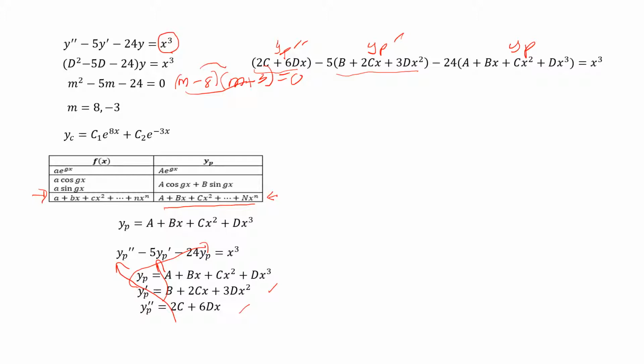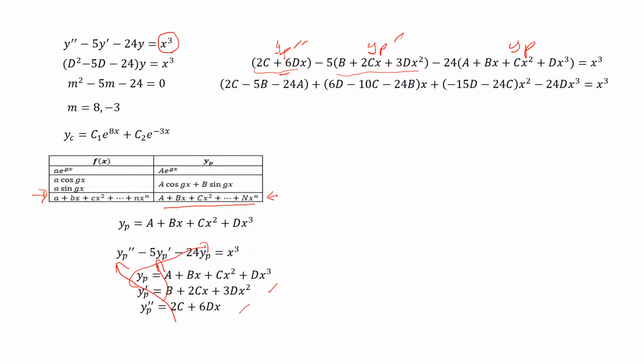Now you will have to combine all coefficients of the same power. So all the constants are here. Where are the constants? You have 2c, 5b, and 24a here. Therefore, you have 2c minus 5b minus 24a there.